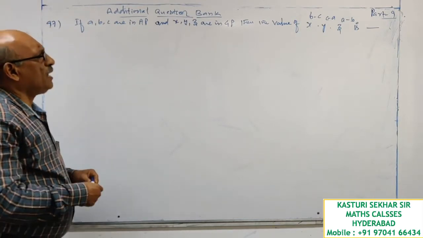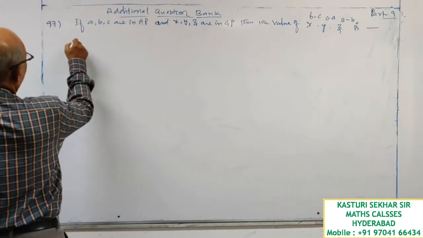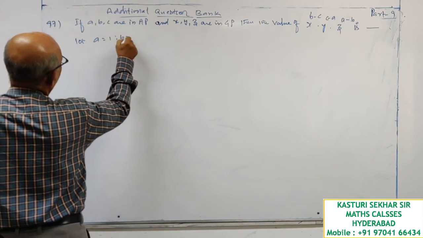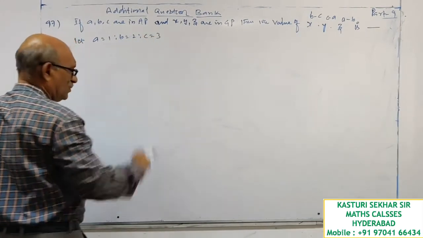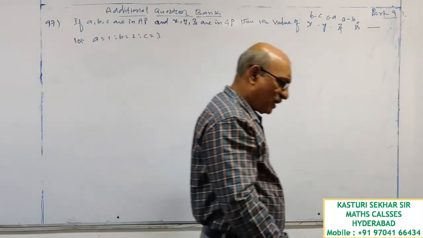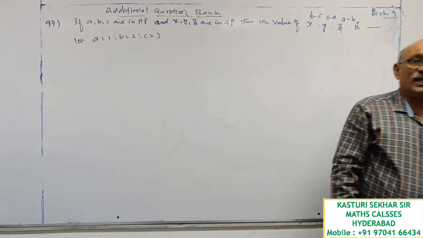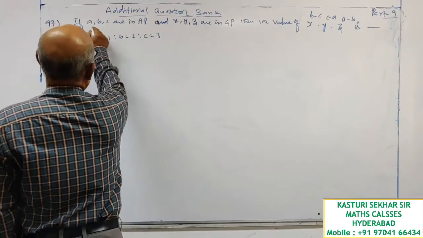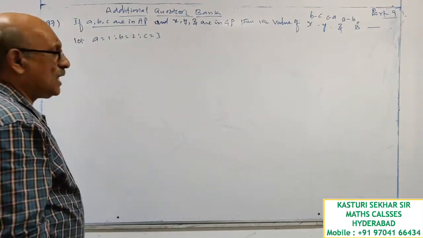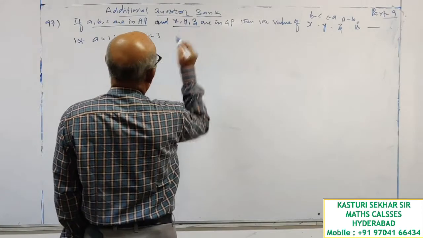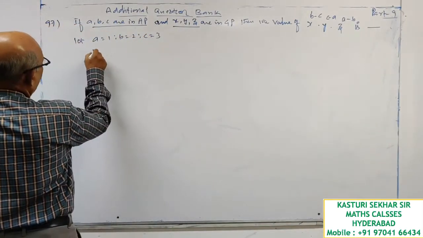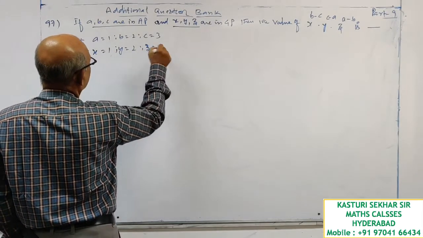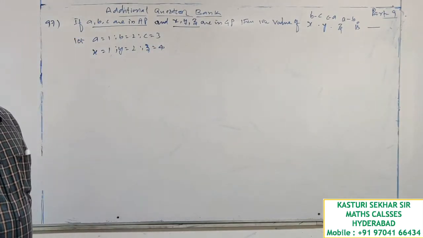Now sir, let a equal 1, b equal 2, c equal 3 and go for the substitution, because a, b, c are in AP. Also given x, y, z are in GP, so take x equal to 1, y equal to 2, z equal to 4. The common ratio is taken as 2.